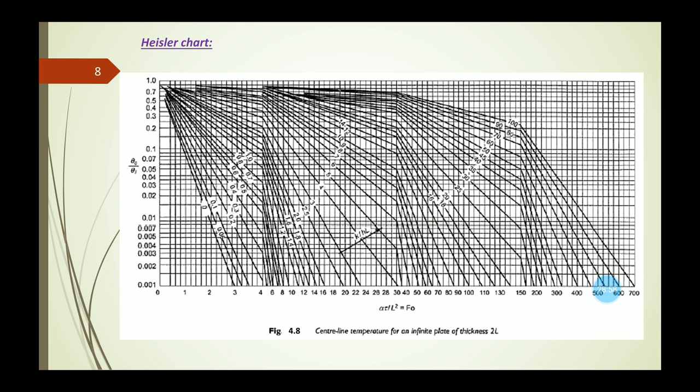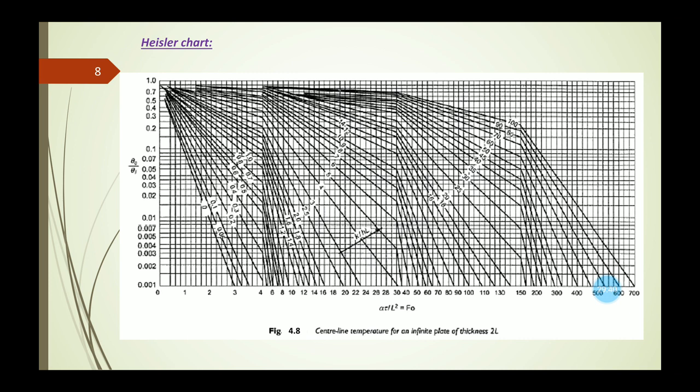So corresponding to the line of this Biot number 6, when it will meet the Fourier number 3.4. In that case, we first need to find the intersection point of the Fourier number 3.4 and 1 by Biot number, which is 6.06. The intersection point of these two lines we need to find from this Heisler chart. Now corresponding to that intersection point, we need to find the value of theta naught by theta I from the y-axis value.